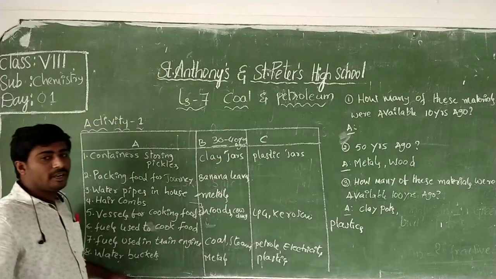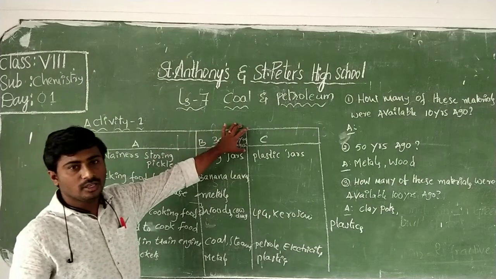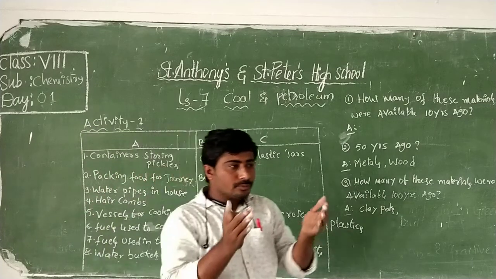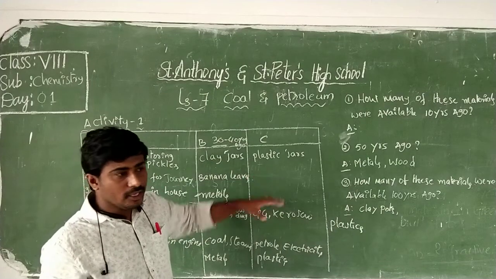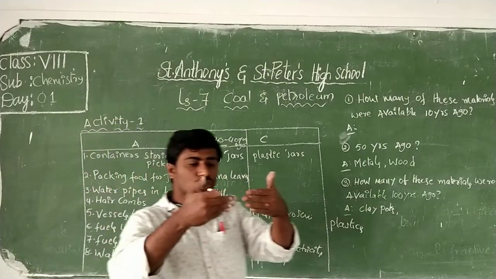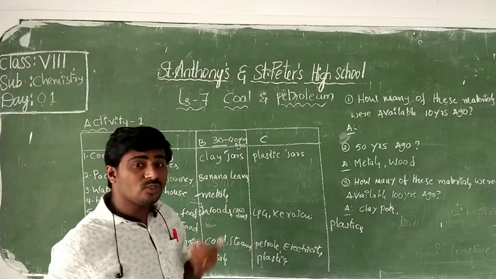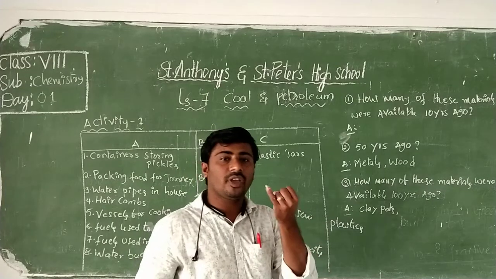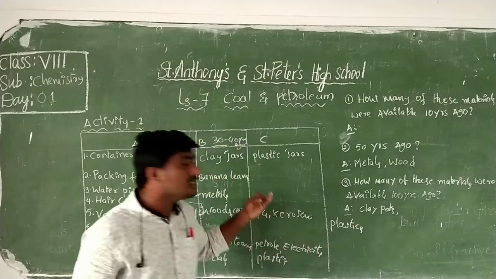And construction materials. What construction materials were used 30 to 40 years ago? They used clay. They built the buildings with stones as well as clay. Between the stones they placed some clay. Nowadays we are using bricks. Between the bricks what are we using? We are using sand as well as cement.